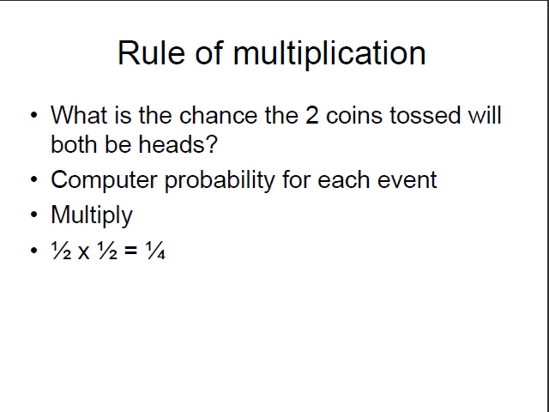If there's a 1/2 chance that the first coin you flip is going to be heads, and a 1/2 chance the second coin that you flip is going to be heads, multiply them together, and there's a 1/4 chance that the two coins that you flip are both going to be heads. This makes sense because there are really 4 outcomes, right? There's 2 heads, a head and a tail, a tail and a head, and 2 tails. So 1 out of 4 seems intuitively right, which is important.